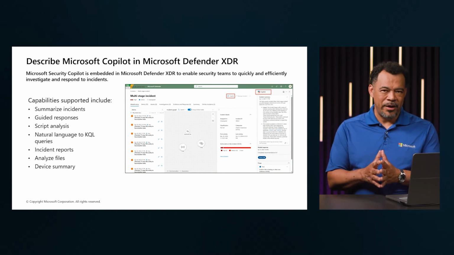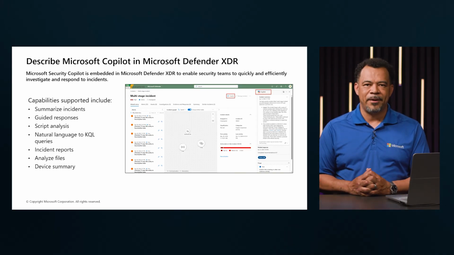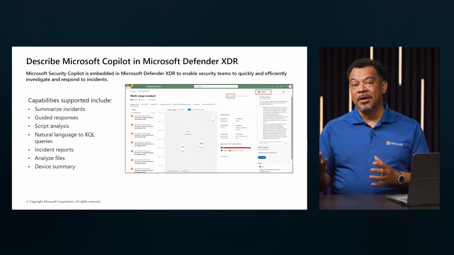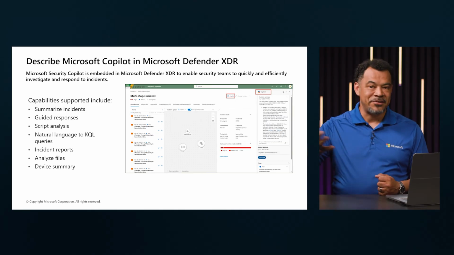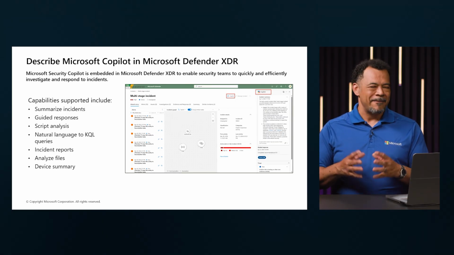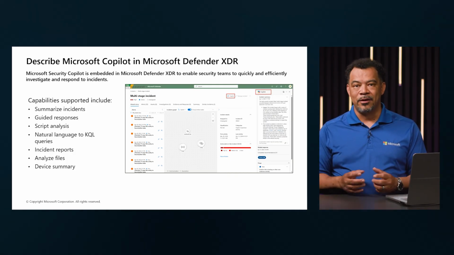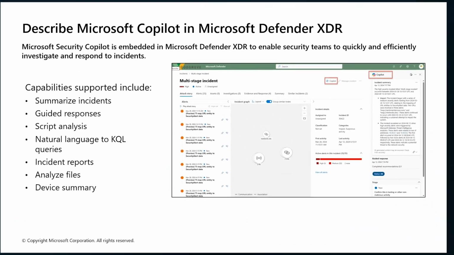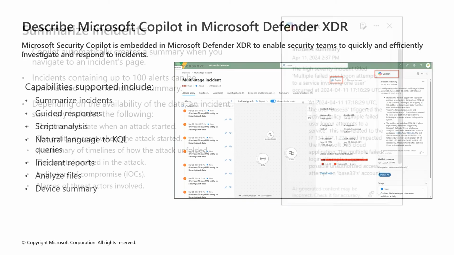Microsoft Security Copilot is integrated into Microsoft Defender XDR to help security teams swiftly and effectively investigate and respond to incidents. It offers features like summarization of incidents to provide quick overviews, guided responses for step-by-step instructions, and script analysis to detect potential threats. Additionally, it can convert natural language queries into KQL for streamlined investigations. It can generate detailed incident reports, analyze files for malicious activity, and provide comprehensive device summaries. These capabilities are designed to enhance the efficiency and effectiveness of your overall security operation.